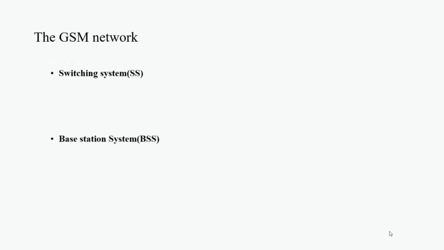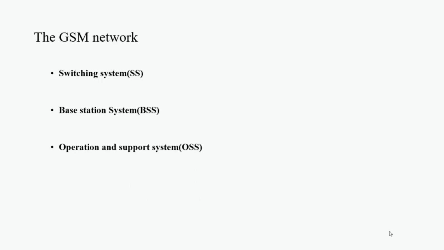Our today discussion will consist of GSM network and its components. GSM network, you can also say the architecture of the GSM. So let's start the discussion. GSM network is divided into three major systems. First one is the switching system, second is the base station system, third is the operation support system.